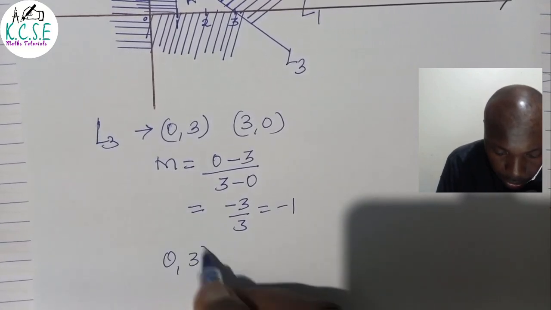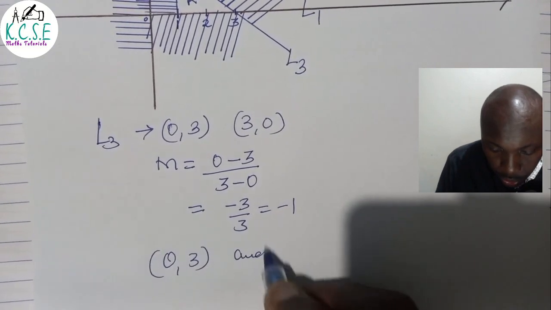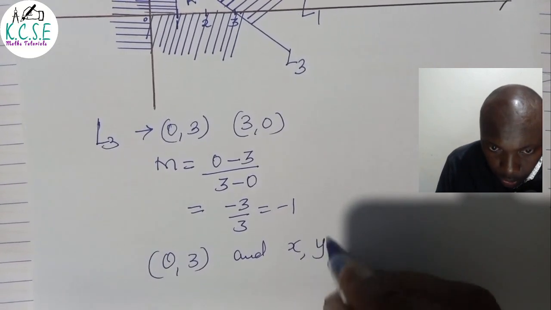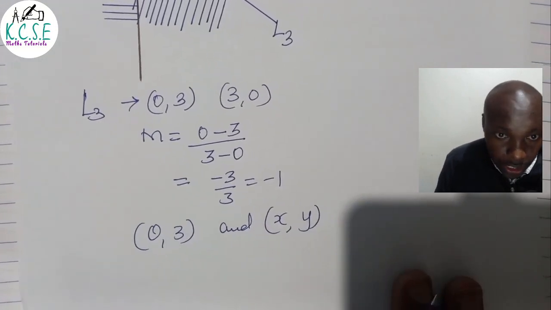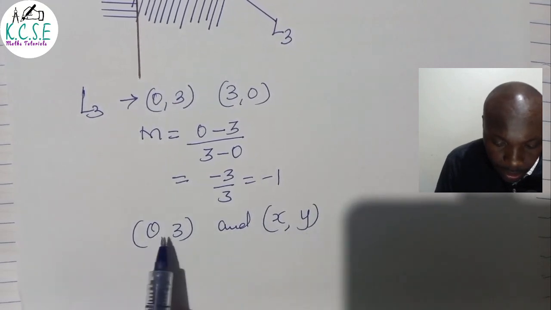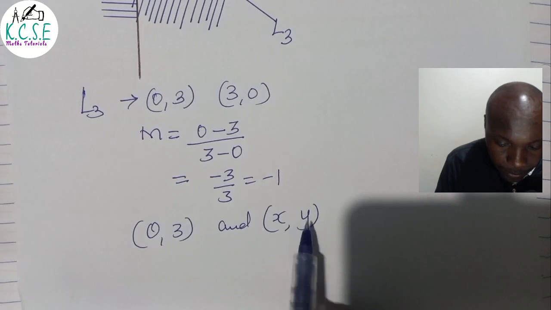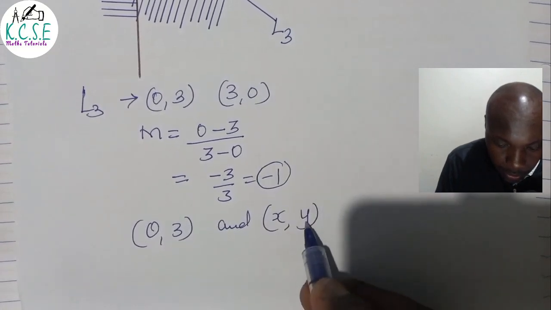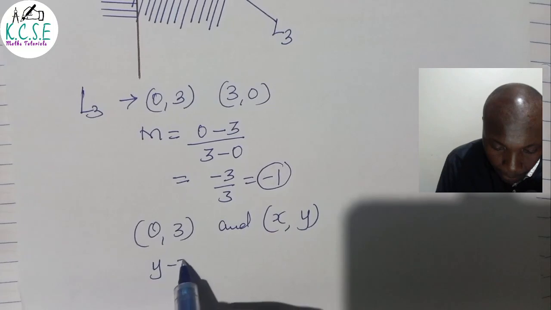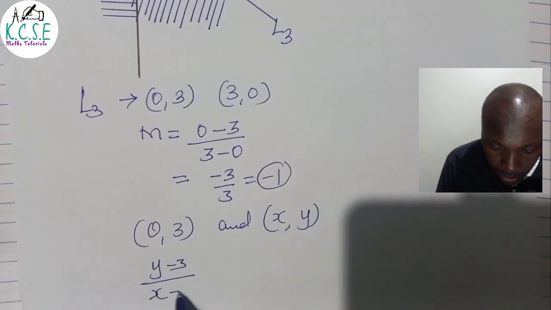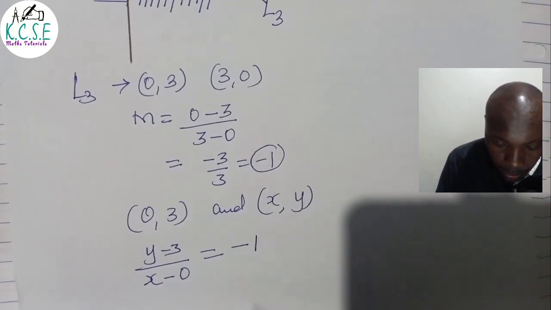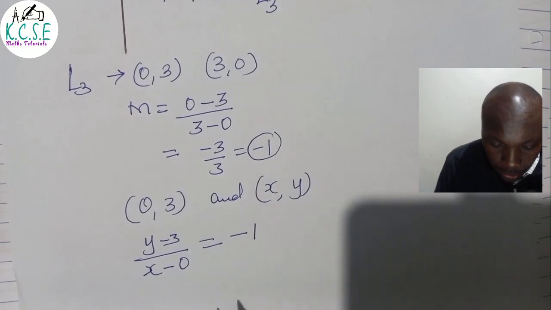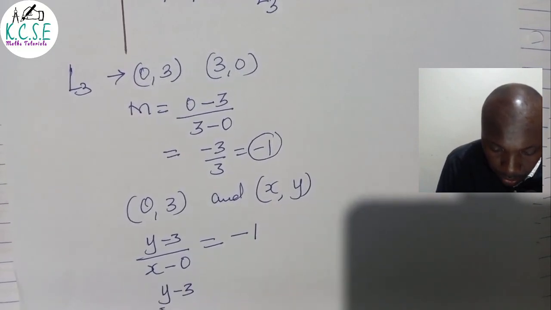So I'll pick (0, 3), and I introduce another general point on that line to enable me to get the equation of that line, another general point, which is (x, y). So get the gradient with (0, 3) and (x, y). You already know the gradient is -1. So the change in y, y minus 3, over the change in x, which is x subtract 0, is equal to -1. That is the gradient.